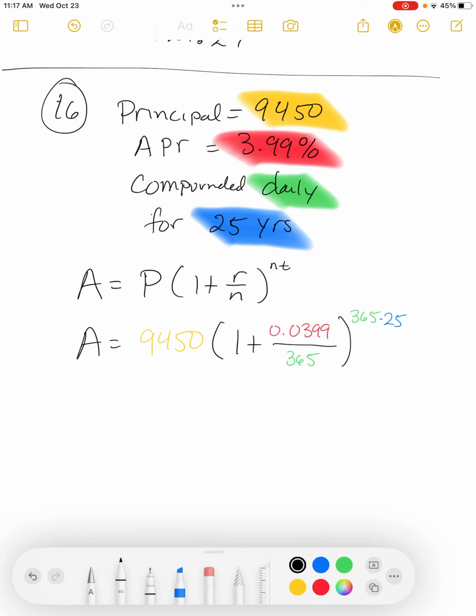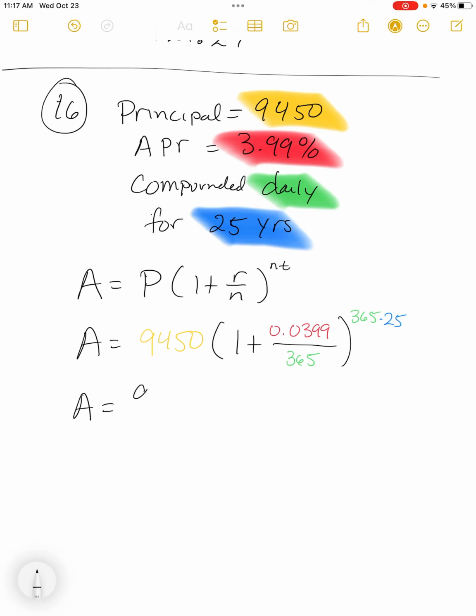So A is equal to 9,450 times 1 plus 0.0399 divided by 365. Don't figure that out on your own and rewrite it. That's crazy. But do rewrite that product. Find out what 365 times 25 is. 9,125. That's how many times it's going to be compounded in a 25-year process where it's happening every day. So you just learned that there's 9,125 days in 25 years.